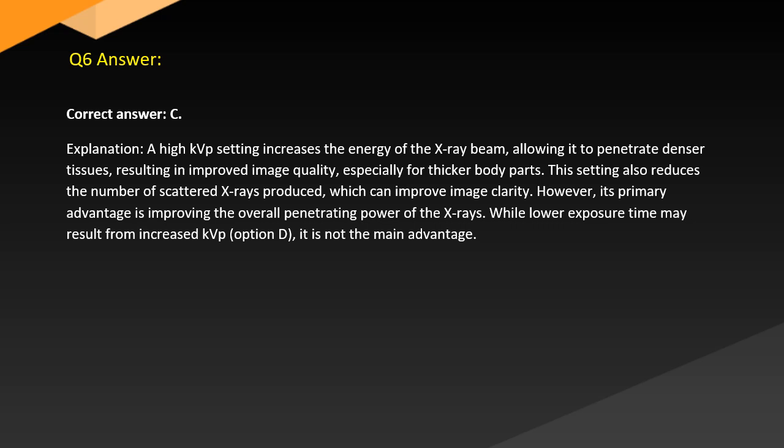Answer. Correct answer: C. Explanation. A high kVp setting increases the energy of the X-ray beam, allowing it to penetrate dense tissues, resulting in improved image quality, especially for thicker body parts. This setting also reduces the number of scattered X-rays produced, which can improve image clarity. However, its primary advantage is improving the overall penetrating power of the X-rays, while lower exposure time may result from kVp. Option D is not the main advantage.